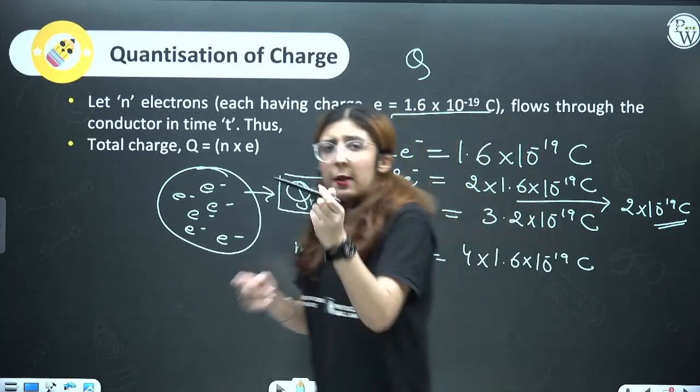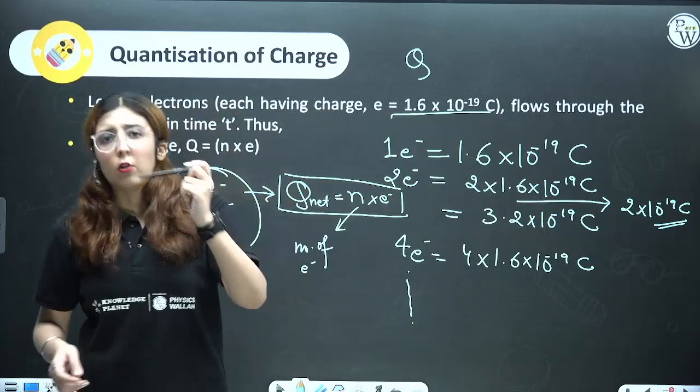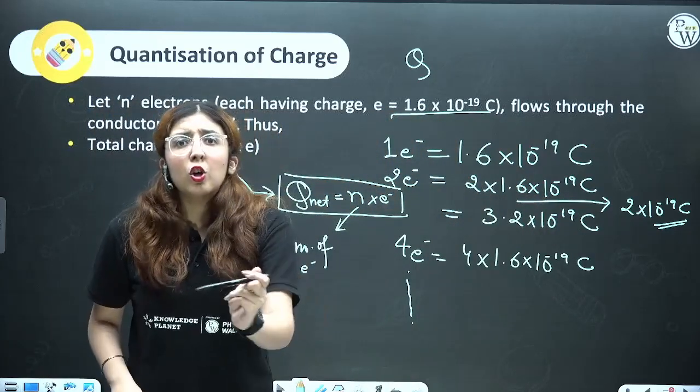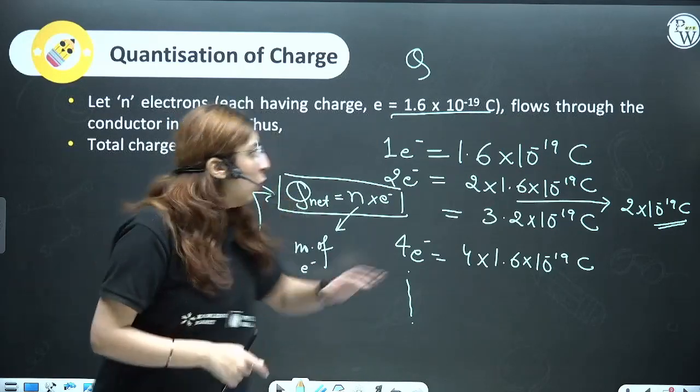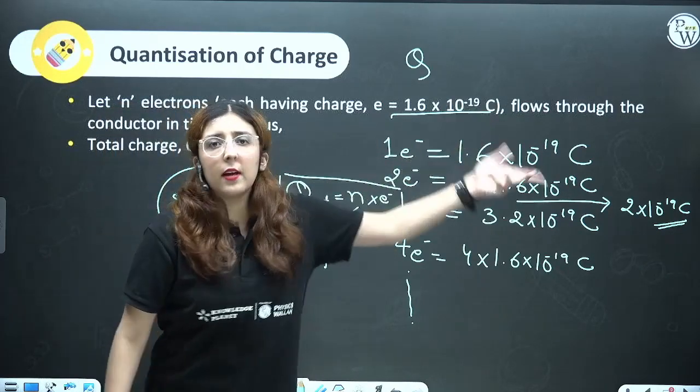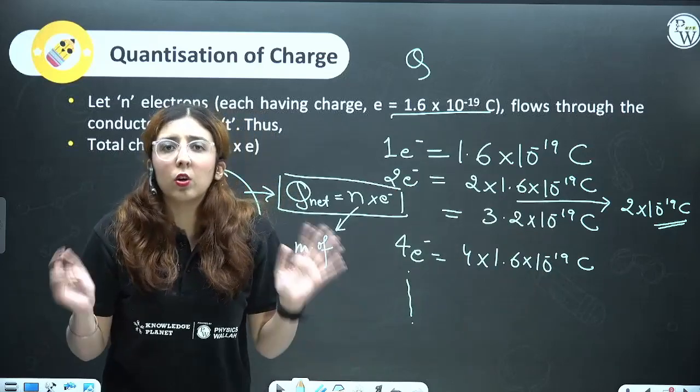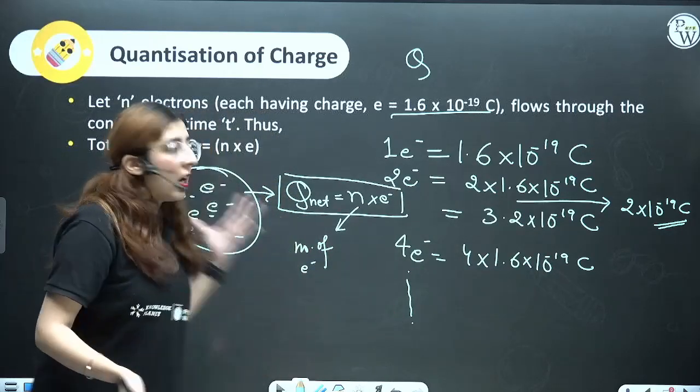So on my pen there are 100 electrons. Right? I want to find out what is the total charge on it. What are you going to do? 100 into 1.6 into 10 to the power minus 19 coulomb. That will be the total charge. That will be the net charge.